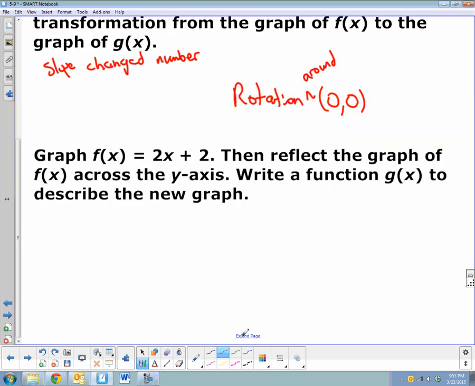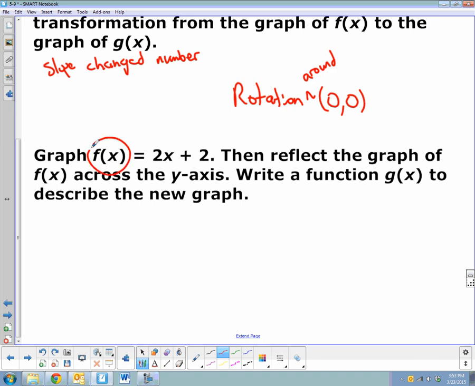For the last one, we've got f of x equals 2x plus 2. We're going to reflect the graph of that across the y-axis and write the function. So what would be the new function, g of x, if we did make a reflection? That's what they're asking us to write. Again, I'm going to ask you to graph it later, but for the sake of time, I'm not going to graph it on the page. But we are going to write the function.